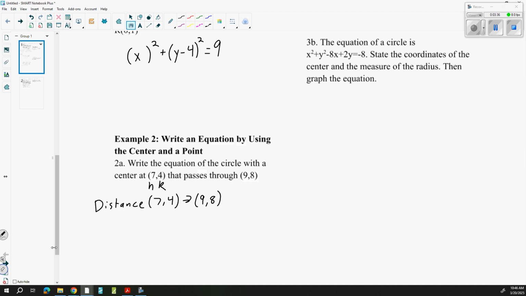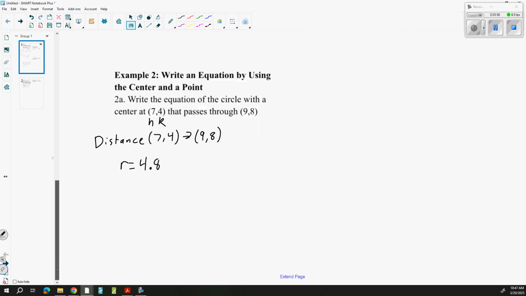And again, we're going to use the distance formula. We're going to use the distance formula calculator to do that instead of doing it all by hand. So that will tell us what our radius is. So I'm going to go ahead and pause now so I can do that. And if we round our answer to the nearest tenth, we'll get 4.5 as our radius. So that means that our final answer is going to be x minus 7 squared plus y minus 4 squared equals 4.5 squared.